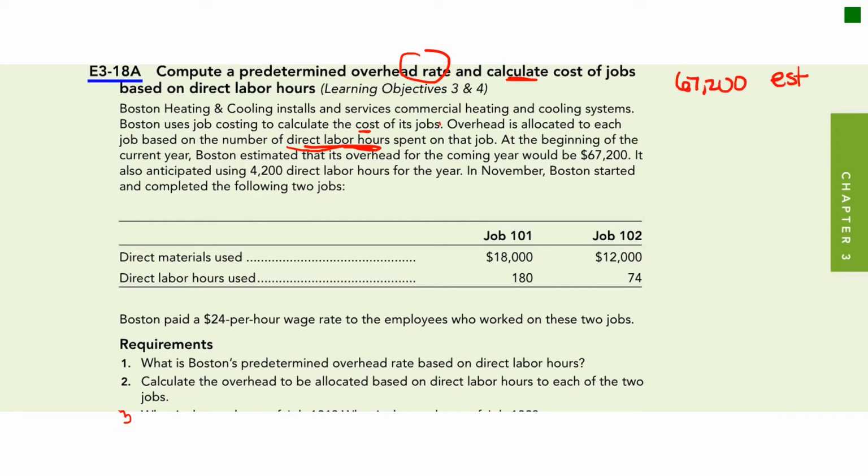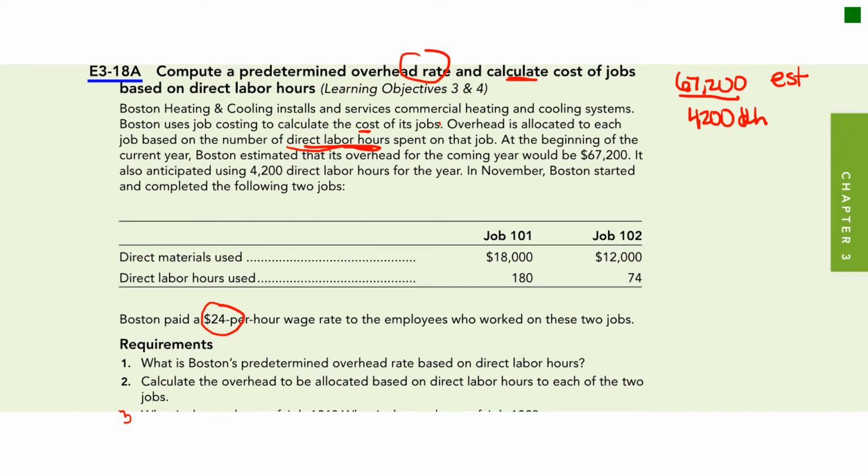Here's your estimated overhead. It says it anticipated using 4,200 of direct labor hours. So remember, to get the rate, we're going to be dividing by that 4,200 direct labor hours to get the overhead rate. It says in November, they started and completed 2 jobs. So we've got job 101, job 102. Notice we've got direct materials used, direct labor hours used, and then down here below, they give us the wage rate, which is at $24 per hour.